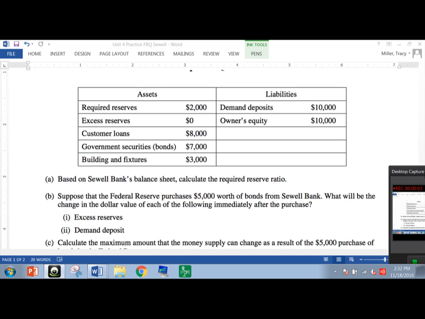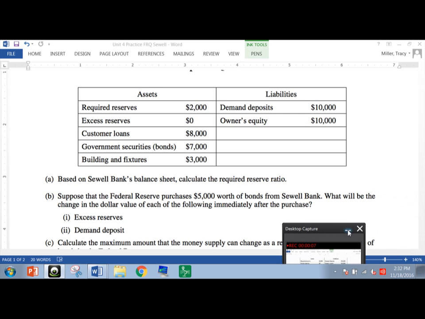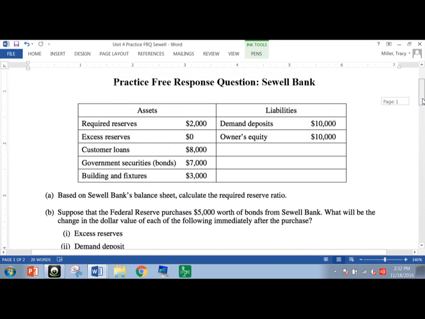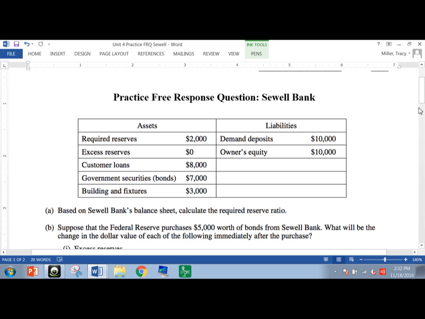Hey everyone, this is a little screencast of the free response questions that we have done in class. This is the Sewell Bank question, and I'm going to walk through it. Remember that you should pause when you need to go back or rewind or to write things down. If you want a clean copy of this question, you can find it on Aspen.